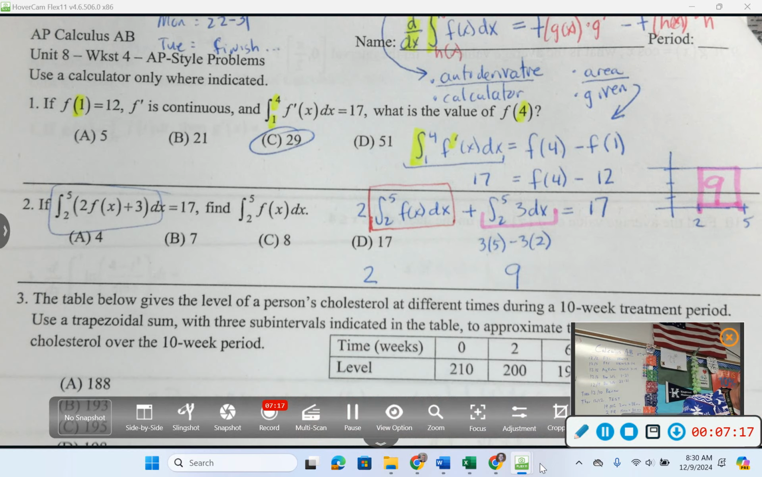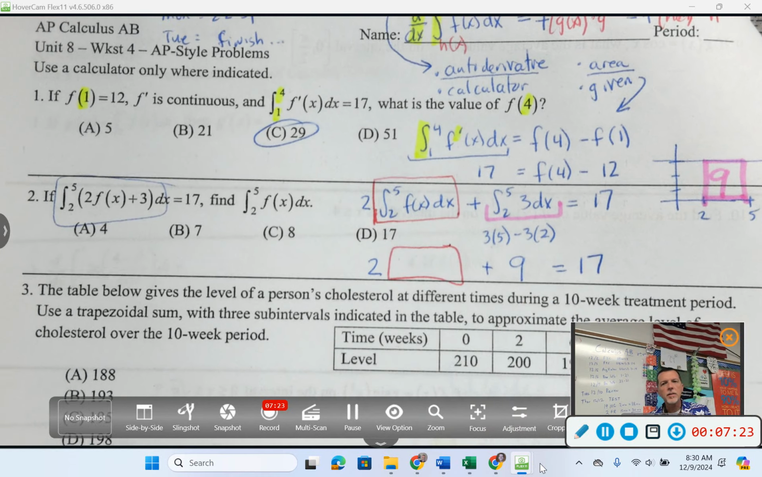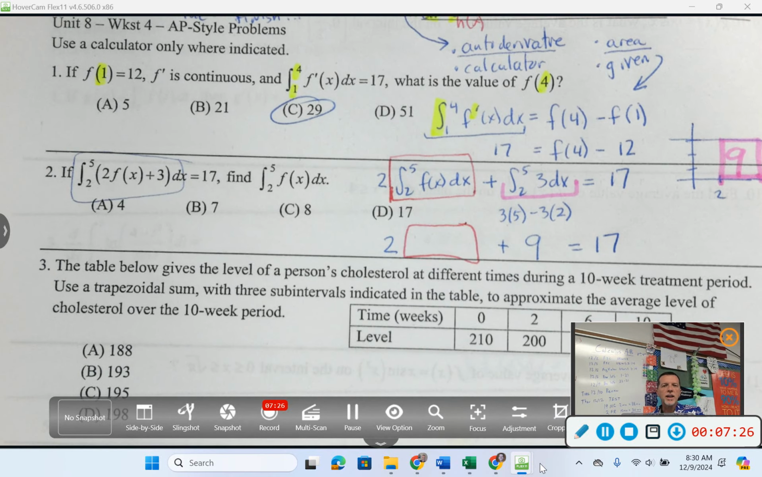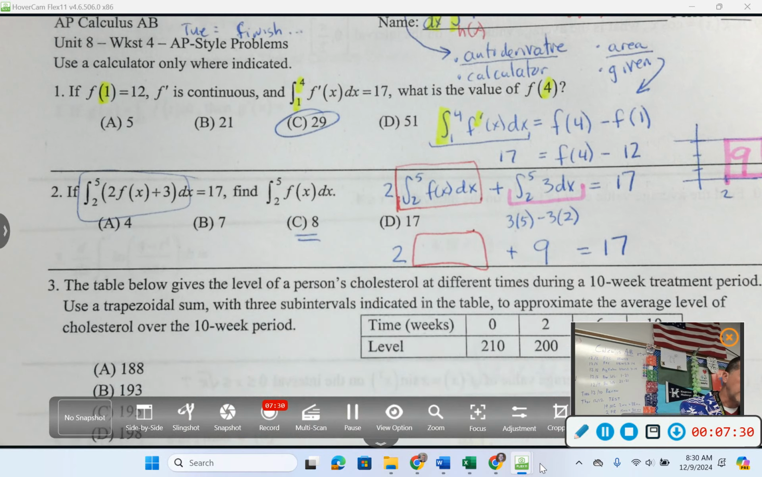So I've got 2 times this chunk of stuff that I'm looking for, plus 9 equals 17. So subtract 9, you get 8. There's where 8 comes from. But then divide by 2 and get 4.